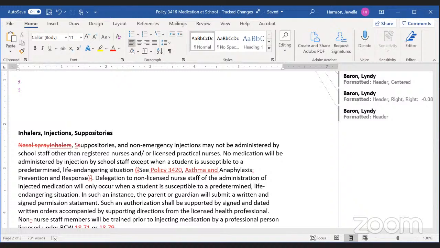What this is saying in this particular portion of the policy is that only nurses could give this, and that is not correct. Nasal sprays and inhalers can be delegated to office staff. And in the case of some of these emergency medications like EpiPens or inhalers, students can also carry them on them, obviously depending on their developmental age.